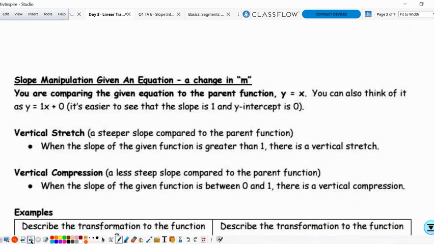As we talk about slope manipulation given an equation, we're changing the m. And the slope from our parent function is 1. But let's see, we're going to vertical stretch or compress. Stretch means we're getting steeper compared to the parent function. The slope of a given function is going to be greater than 1. We are stretching. When the slope of the given function is between 0 and 1, we're compressing, or making it less steep. So we have less steep, that's a compression. Our slope is between 0 and 1. With a stretch, we're greater than 1, and we're steeper.